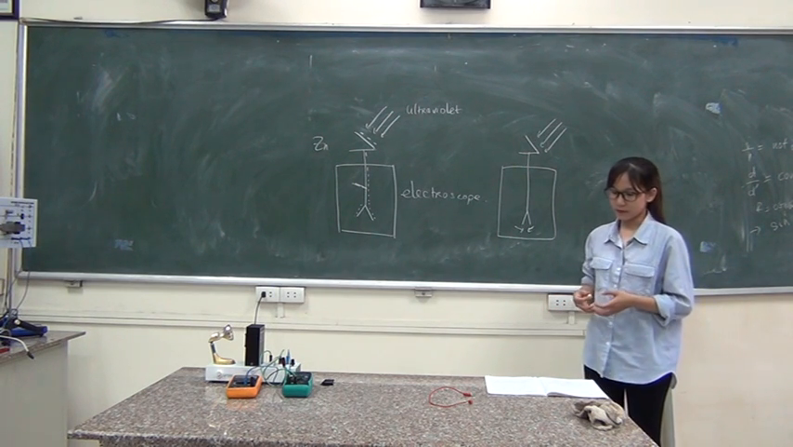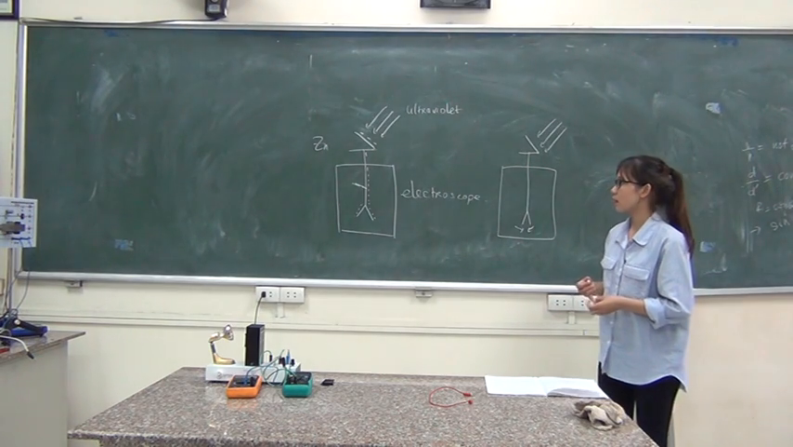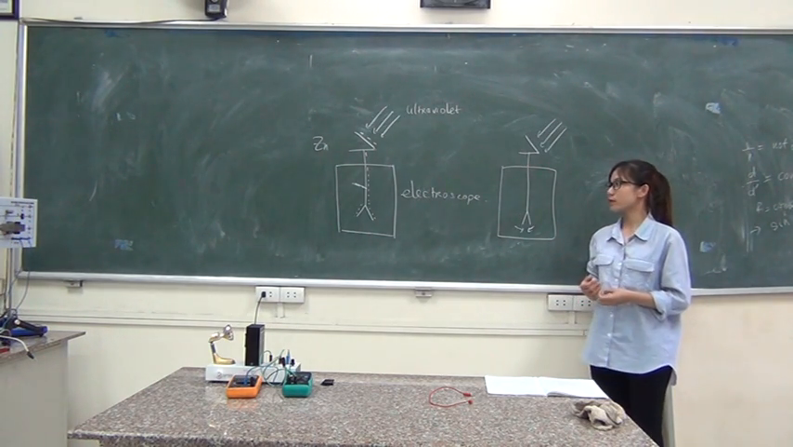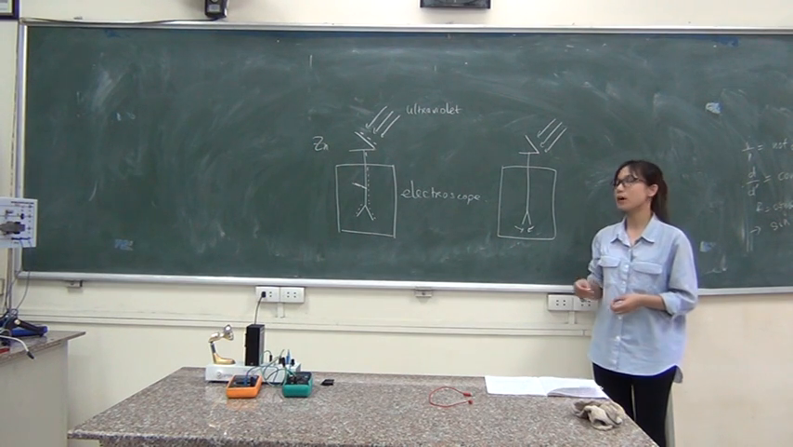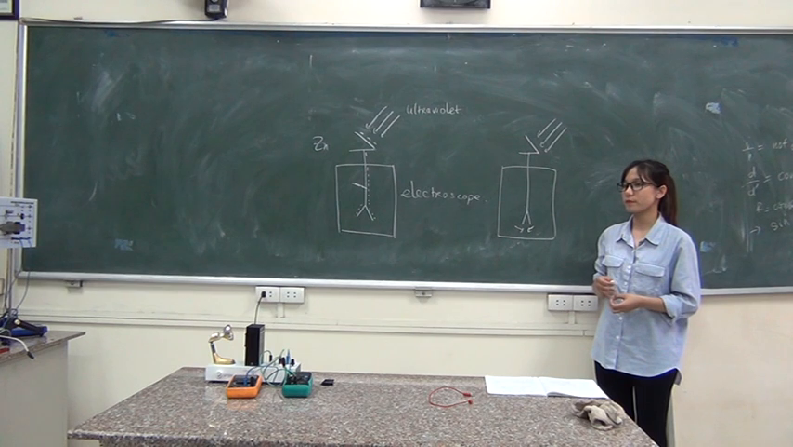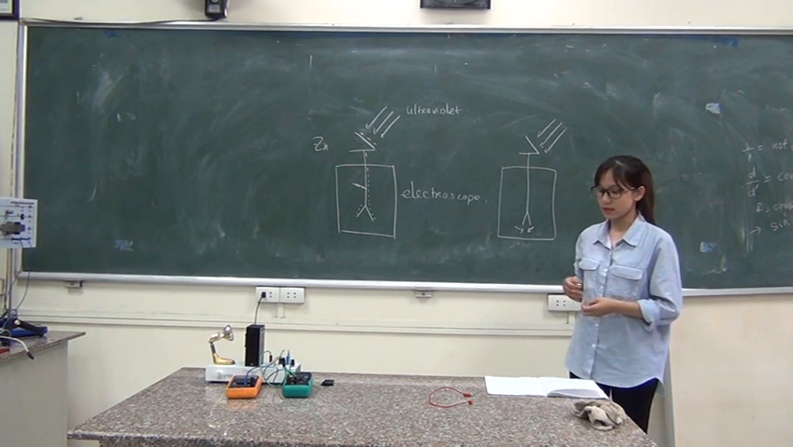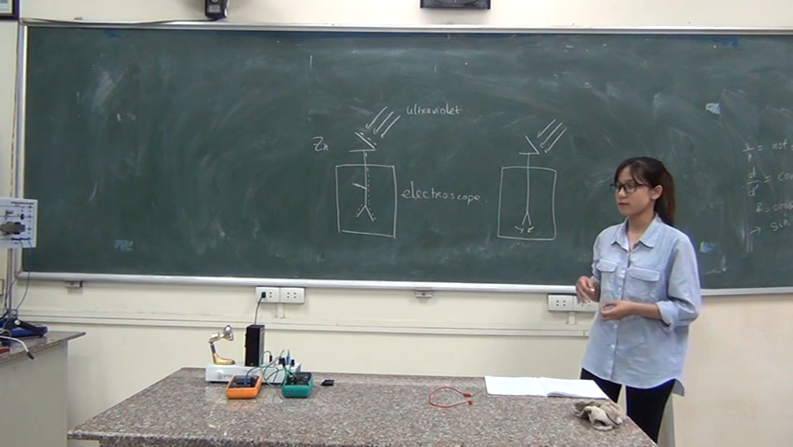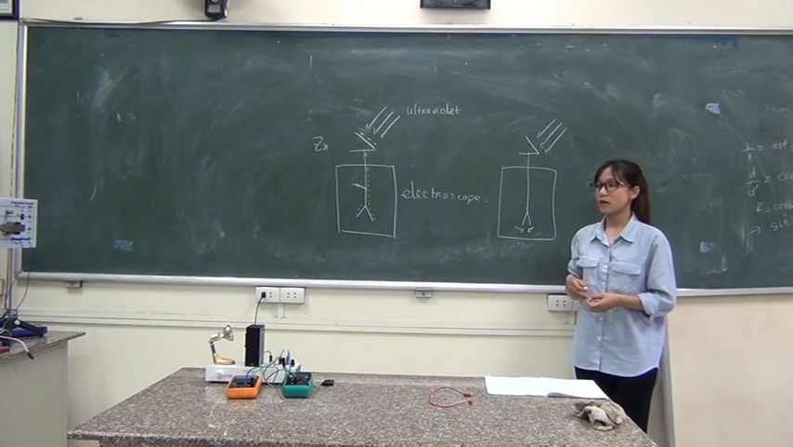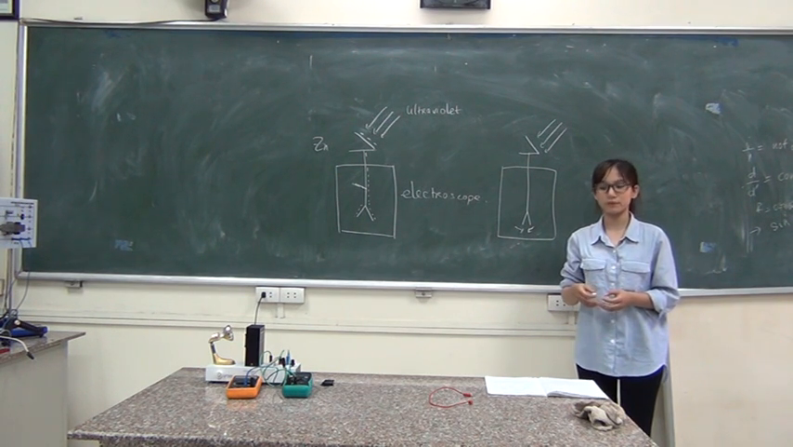So the phenomenon of photoelectric effect is when you shine a light on the surface of the metal and cause its electrons to escape from the surface of the metal, and that whole phenomenon is the photoelectric effect.